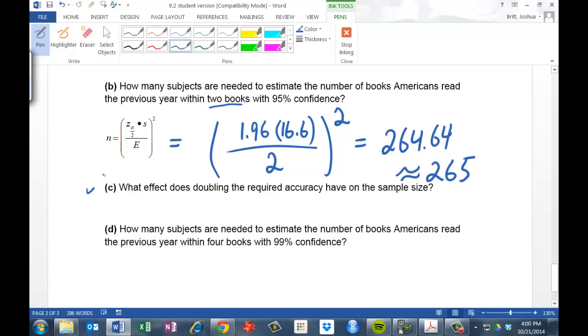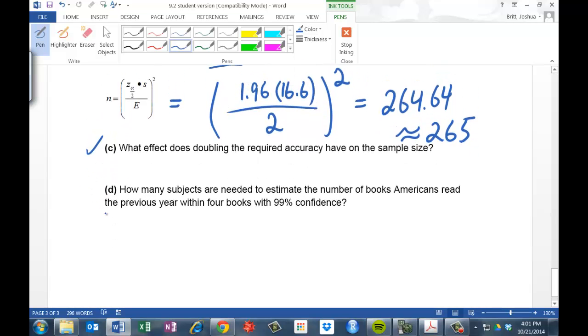Now this part here, I want you to do this as a bonus. So this may be a bonus question on the exam. And let's move on here to the last one.